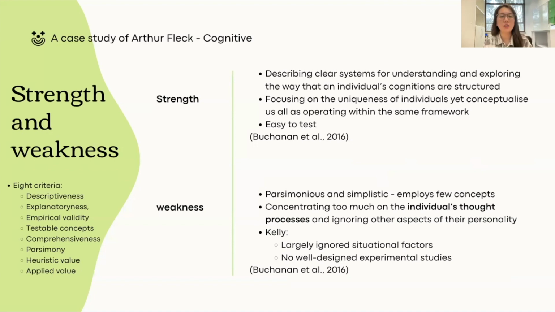The strengths of the cognitive theories are, first, both theories are very easy to test. It is relatively easy to derive hypotheses for testing based on the theories, and this has been done. The repertory grid also provides a precise, valid way of measuring personal constructs. And second, cognitive theory focuses more on the uniqueness of individuals and describes clear systems for understanding and exploring the way that an individual's cognitions are structured. But the biggest problem is that cognitive theory employs few concepts and focuses too much on the individual's thought processes, ignoring any external factors. Therefore, we introduce Joanna to explain the next theory to try to address this problem.